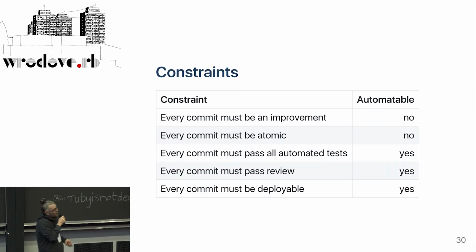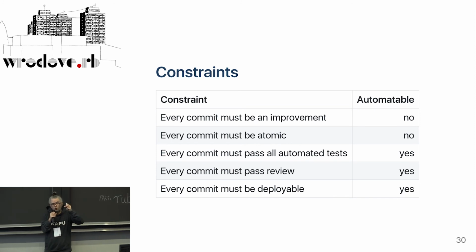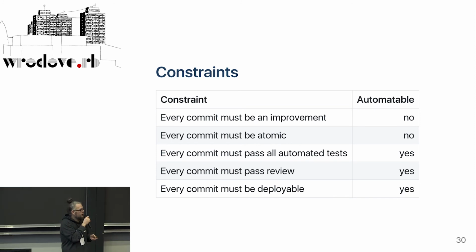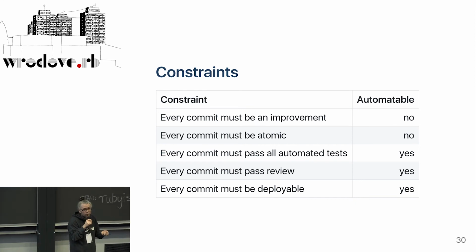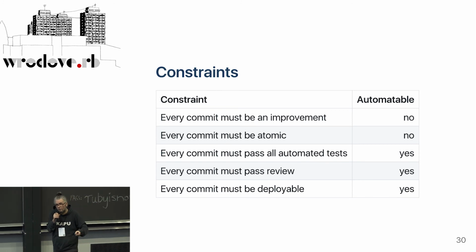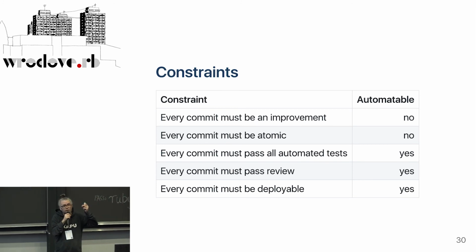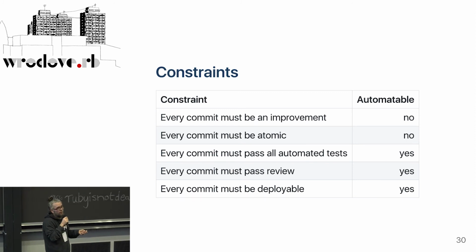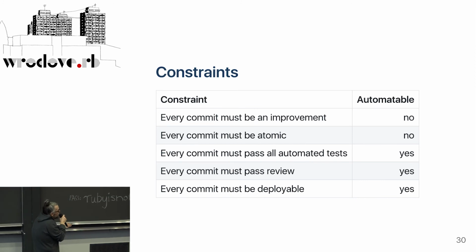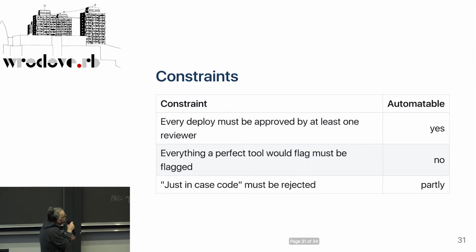As I said, every commit must be an improvement. Every commit must be atomic. It should be the smallest possible change that you can do. Every commit must pass all automated tests and review, so all checks need to pass. And every commit must be deployable. Like if you make a commit, it must be in a state that you can deploy. If you take one commit out of a pull request, you want to deploy it, you want the system to have no problem. Every single commit must pass all checks, and then you are able to deploy it. Master is deployed.